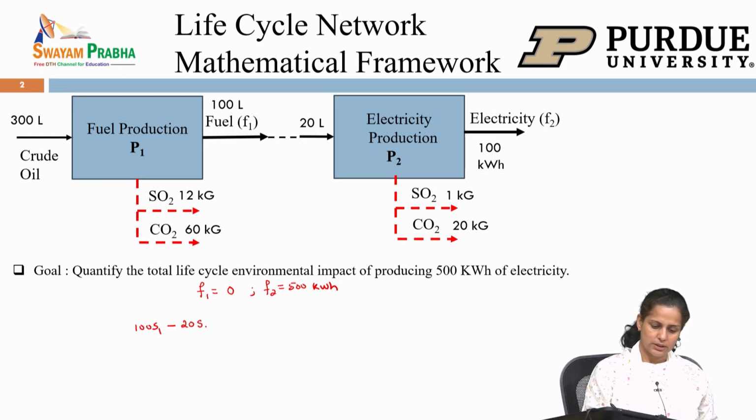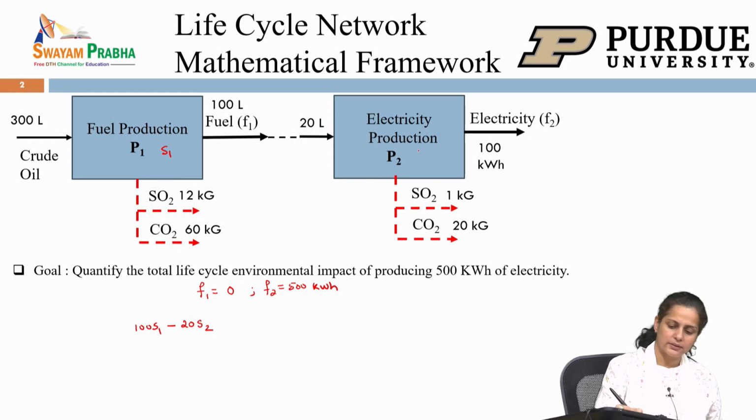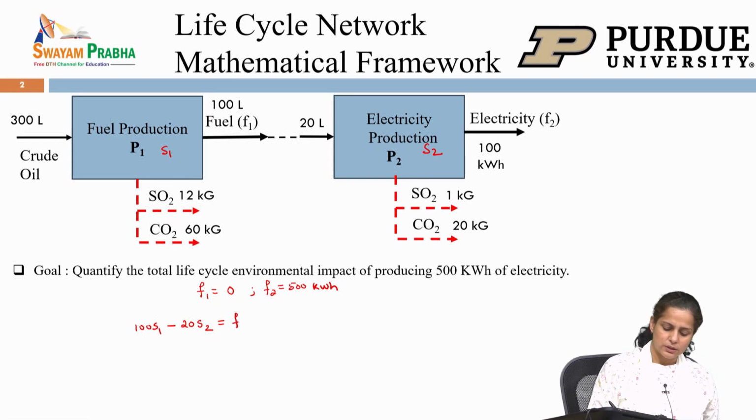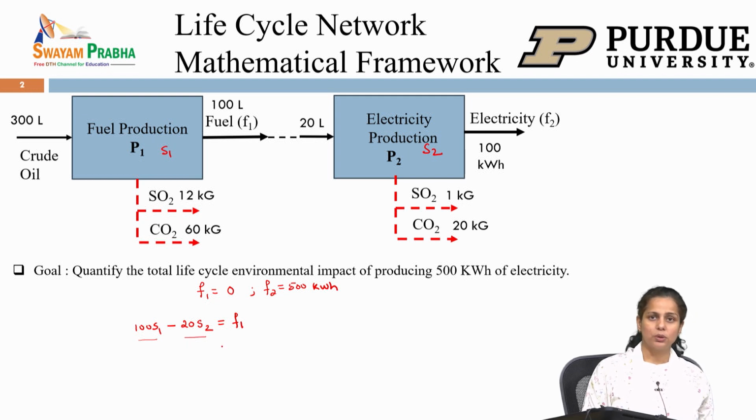20 times S2, where S1 is the scaling factor for process 1 and S2 is the scaling factor for process 2, and that net will give F1. This means that this is the net amount being produced in the network, this is being consumed in the network, and whatever is left over will be going out of the network. Of course, here we are setting F1 equal to 0, which means that we only want to study the impact of producing fuel for electricity production.